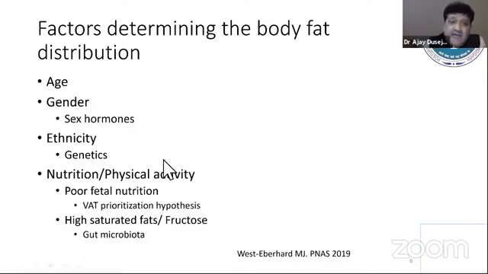And finally, in addition to the genetic factors, the environmental factors are very, very important. In environmental factors, other than physical activity, both overnutrition and undernutrition have been shown to be associated with the kind of body fat distribution. And we will discuss something about this, the fetal malnutrition, the high fat diet, and the role of gut microbiota, a little bit on that.